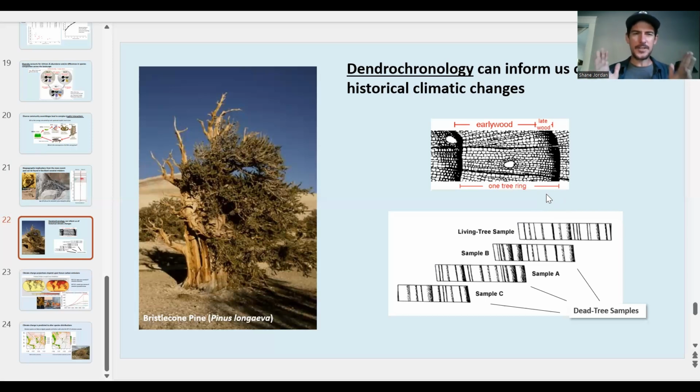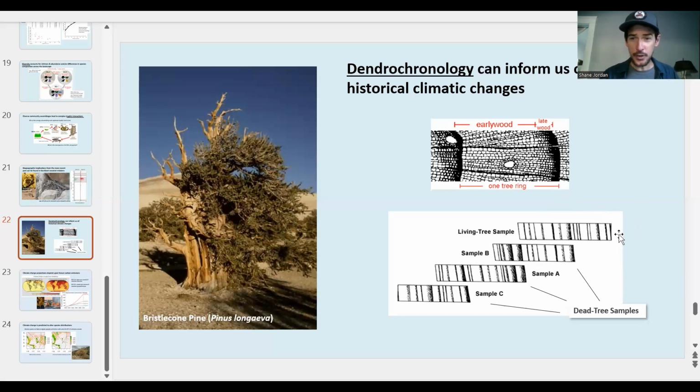Temperature is a little harder to tease out of this, but definitely the width of this late wood is very tightly correlated with the amount of precipitation. And we can start to make inferences about how precipitation might be correlated with temperature. Whatever the case may be, we can look at a whole bunch of these different patterns in the late wood widths in a living tree sample. And we might be able to look at this over the course of thousands of years.